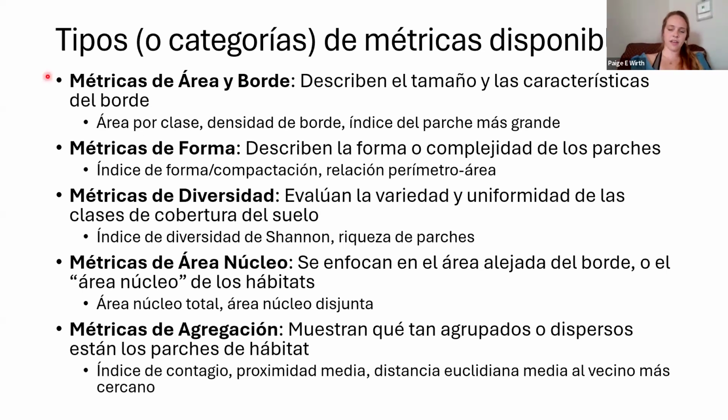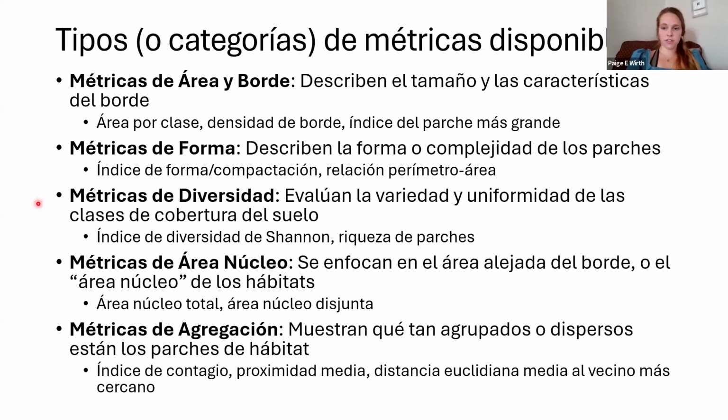First, we're going to look at area and edge metrics here. These describe size and edge characteristics, typically averaged or totaled across a class or a landscape as a whole. Some examples would be area per class, edge density or edge per area, and the largest patch index. Next, we have shape metrics. These are often calculated at the patch or class level and describe the shape or the complexity of patches. These could be useful for edge effects, patch complexity, or compactness. And some examples are shape index or compactness and the perimeter to area ratio.